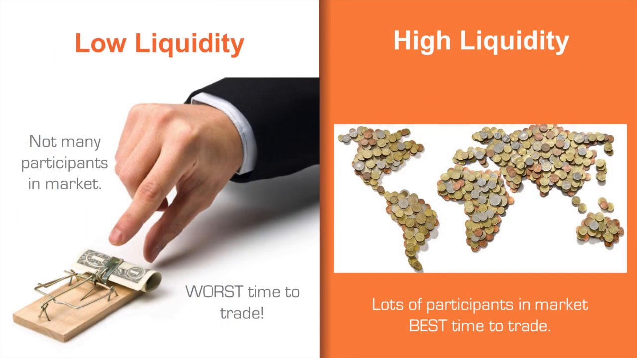Liquidity is the amount of market participants that are actually in the market at any given time. So low liquidity means there's not very many market participants, or at least not very many participants putting in orders. High liquidity means there's lots of market participants putting in orders. You usually see a lot of market participants around major news releases. That's because there's a lot of people wanting to take advantage of what's occurring in the market.